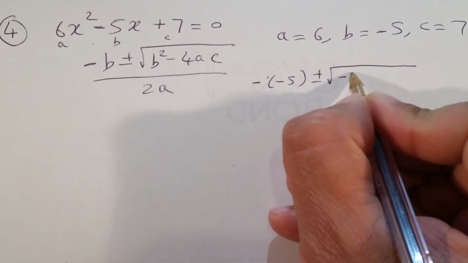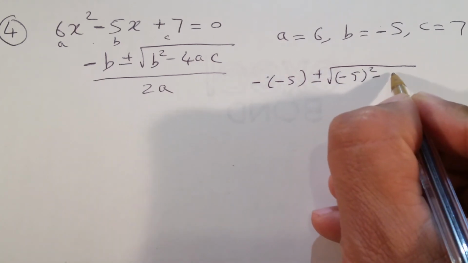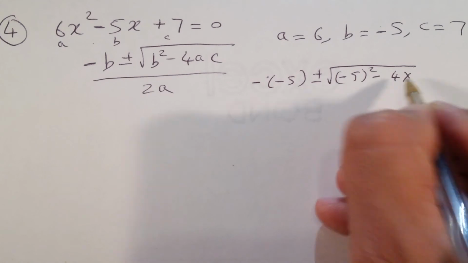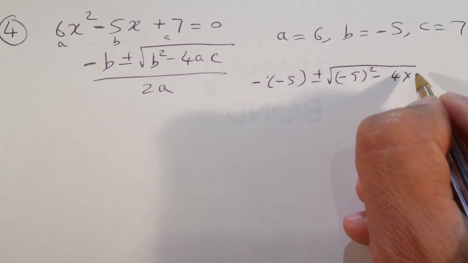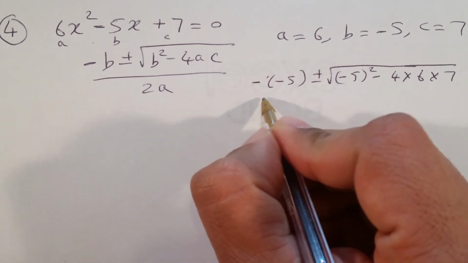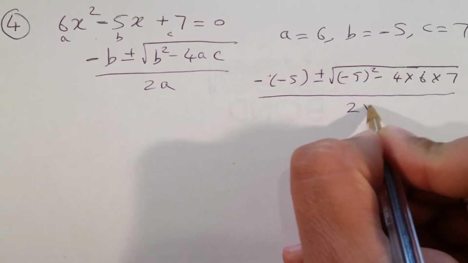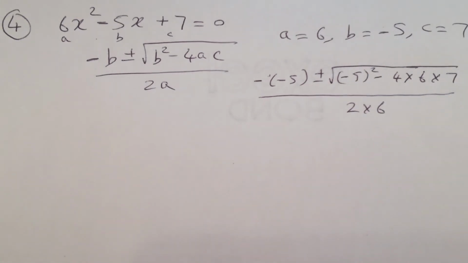b squared, which is minus 5 squared, minus 4a and c, whole over 2a. I'm sure you guys got it. Right, now this is a slightly different question. That's why I picked this question. Why? Because I'll show you why.